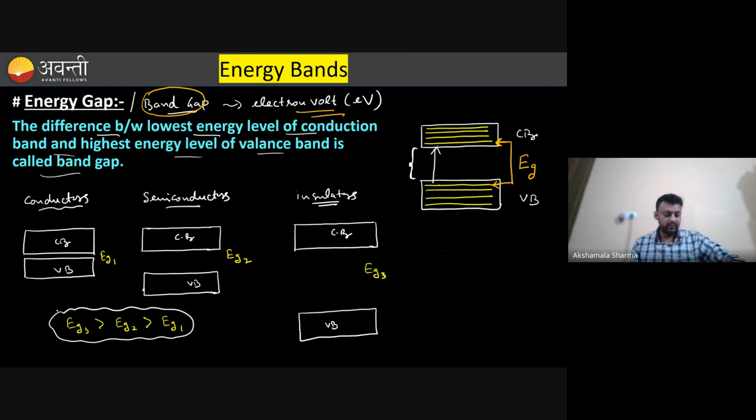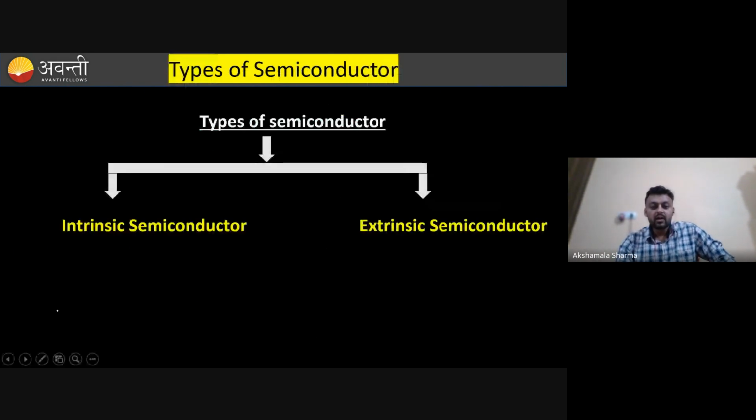Okay, moving further. Energy levels, then energy band, then what we have studied: the valence band, the conduction band, the energy gap. And based on the energy gap, the types of material: conductor, semiconductor, and insulator. And why an insulator behaves like an insulator and why conductors behave like conductors, we can conclude. I think everything is clear to you. Now moving further with another topic, types of semiconductor. This is again a very important topic.